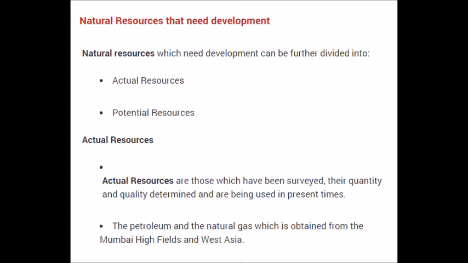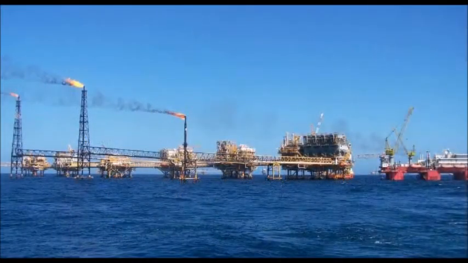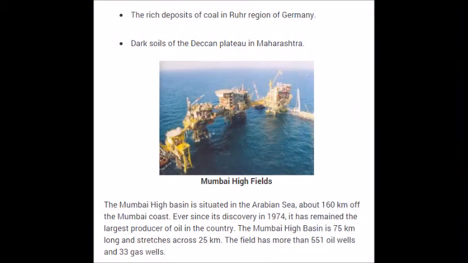Actual resources are those which have been surveyed, their quantity and quality determined, and are being used in present times. Examples are the petroleum and natural gas obtained from the Mumbai High fields and West Asia, the rich deposits of coal in the Ruhr region of Germany, and the dark soils of the Deccan Plateau in Maharashtra.